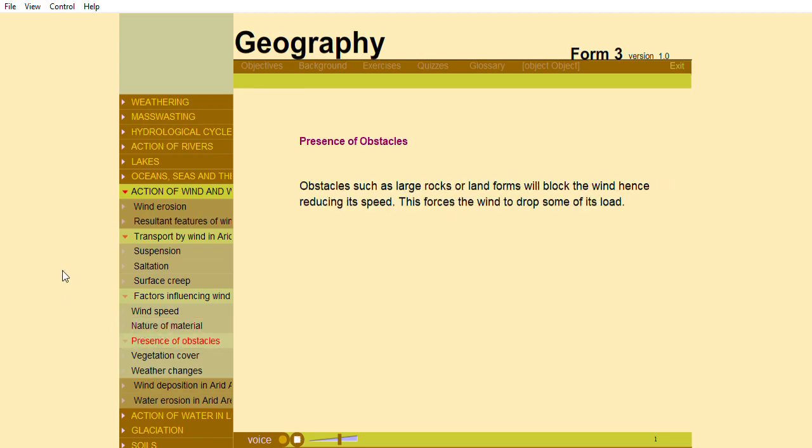Presence of obstacles. Obstacles such as large rocks or landforms will block the wind, hence reducing its speed. This forces the wind to drop some of its load.